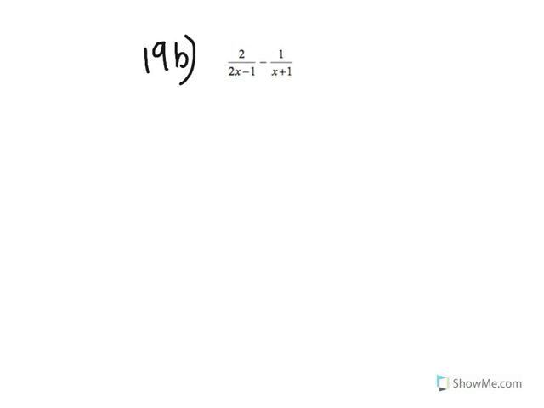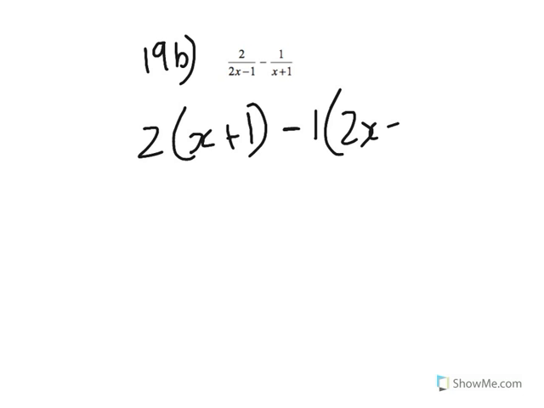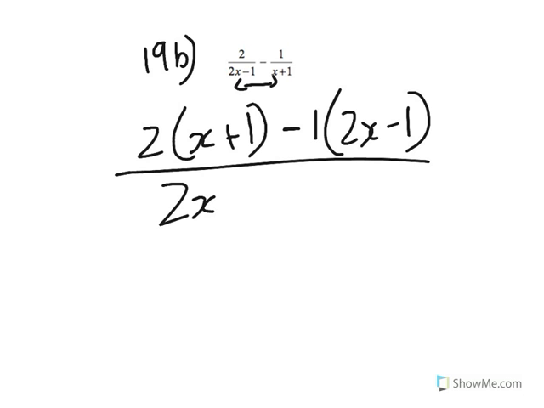Okay, so let's do it. First of all, x plus 1 times 2. So you're going to get 2 times x plus 1, and there's a minus 1, so minus 1 times 2x minus 1. Now you have to multiply these two denominators together. So you're going to get 2x minus 1 times x plus 1.